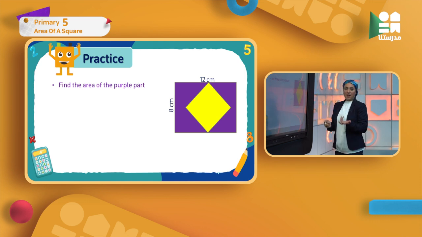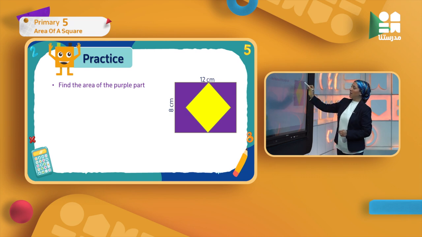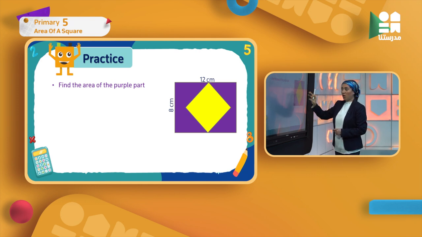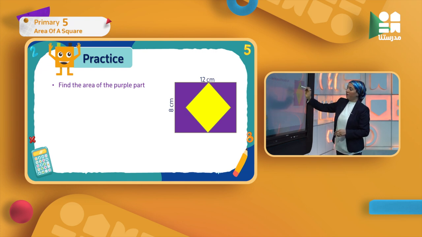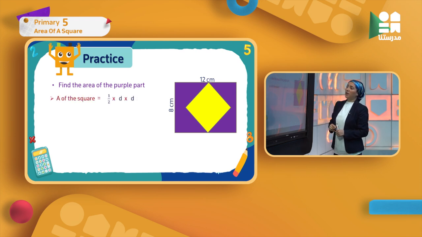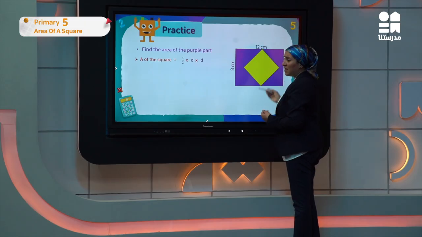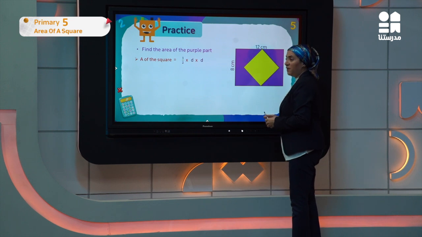Okay, how will I get it? First I need to get the area of my rectangle, then I'll get the area of my square, which is the yellow part, and when I subtract them, I'll get the area of the purple part. So here the area of the square is half times d times d. Why did I choose this rule? Because I don't have the side length of any side of the square.